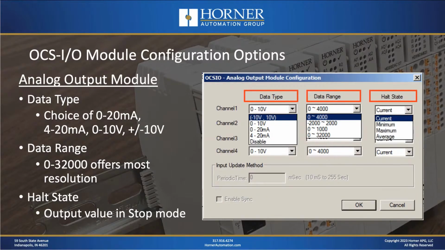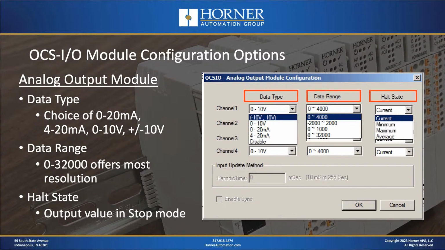Okay, moving on to our 4-channel analog output module. It's very similar to the analog input module in terms of its configuration. You configure the channel type, you configure the data range. The only extra thing you have there is something called a halt state. So what happens to the output when the OCS goes into stop mode or stops communicating with the OCS-I base? So you have your choice there of what needs to happen in that scenario.